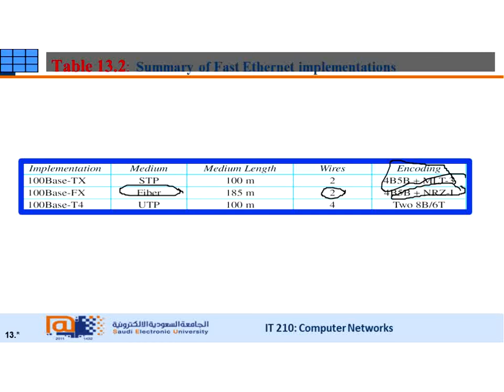And then we have 100BaseT4. So 100BaseT4 was designed to use category 3 or higher UTP. The implementation uses 4 pairs of UTP for transmitting 100 megabits per second.